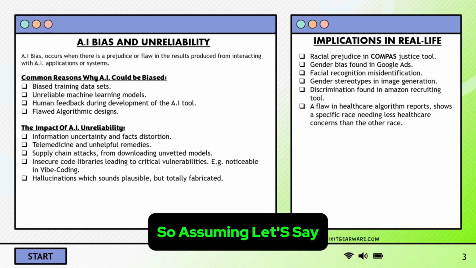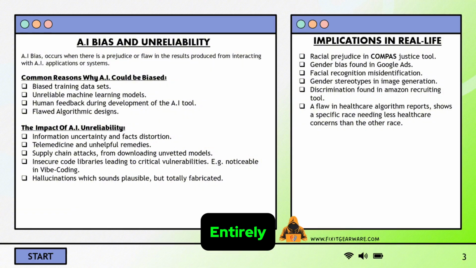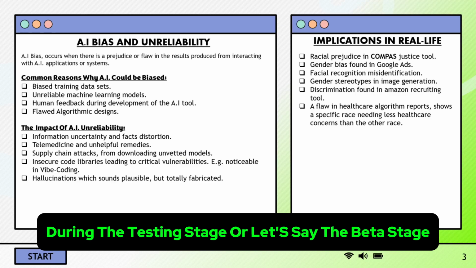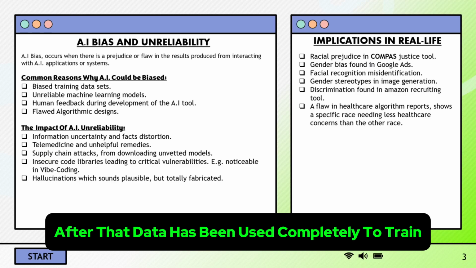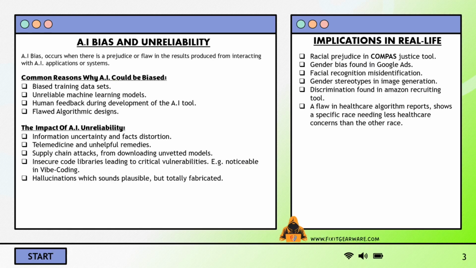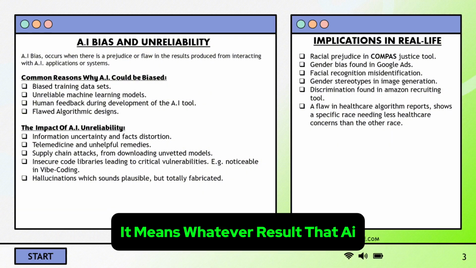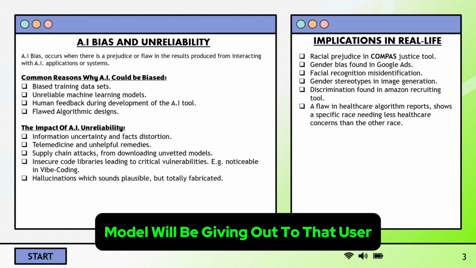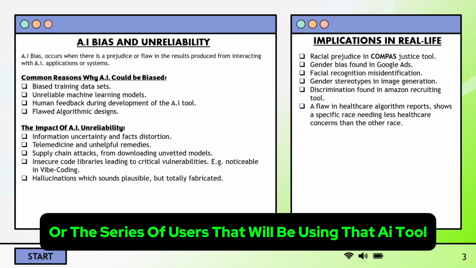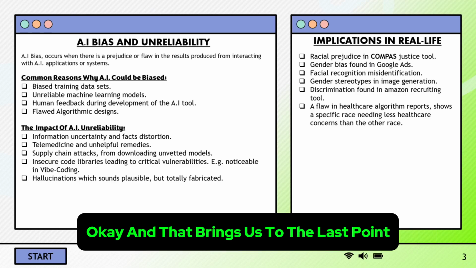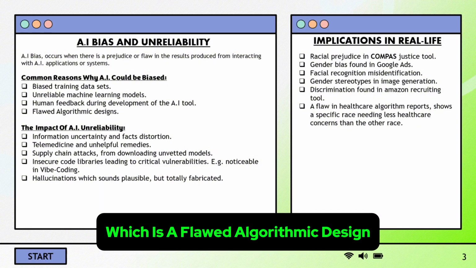So assuming it's wrong information entirely being fed by 98% of the users that use this AI model during the testing stage, or let's say the beta stage, it means after that data has been used completely to train that AI model, and it's now released as an official version, whatever result the AI model gives out to that user or the series of users using that AI tool will also be flawed. And that brings us to the last point, which is a flawed algorithmic design.